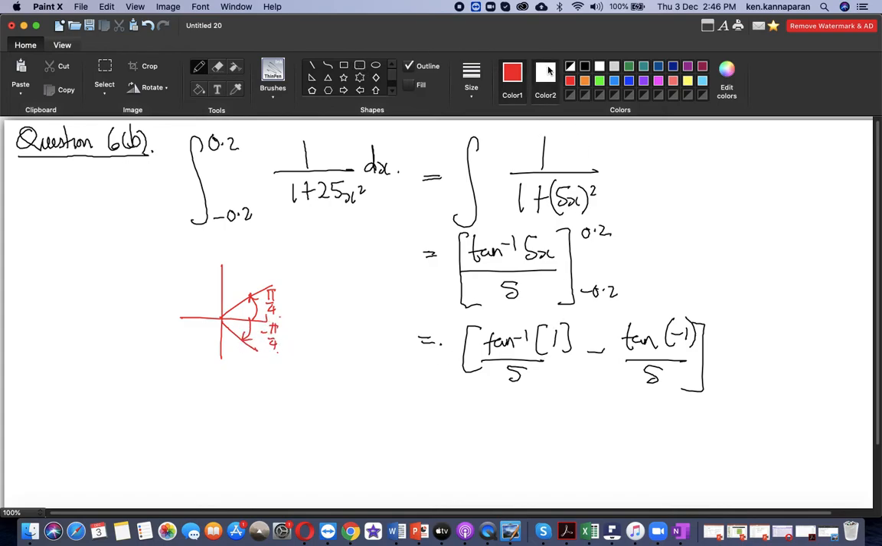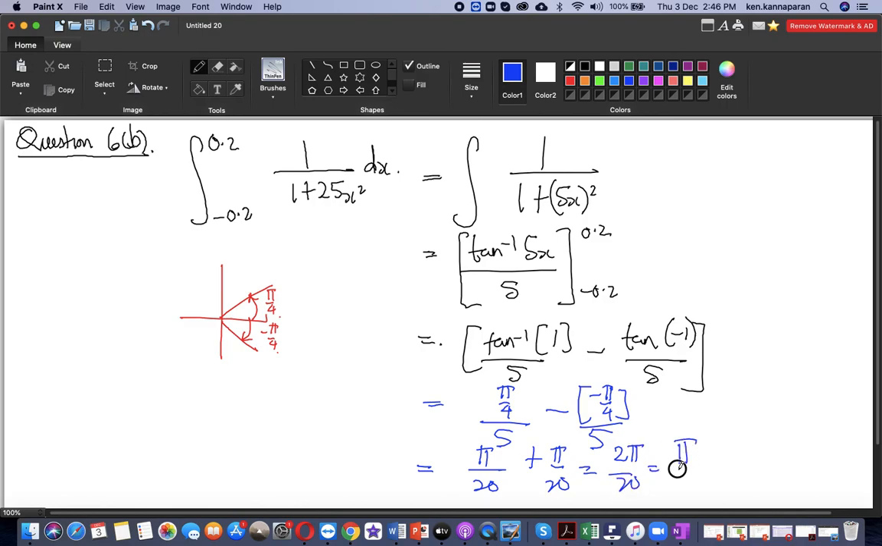So now putting them together, that will give me pi over 4 over 5, minus negative pi over 4 over 5. Simplifying that further, pi over 20 plus pi over 20, and the answer is 2 pi over 20, which is pi over 10.